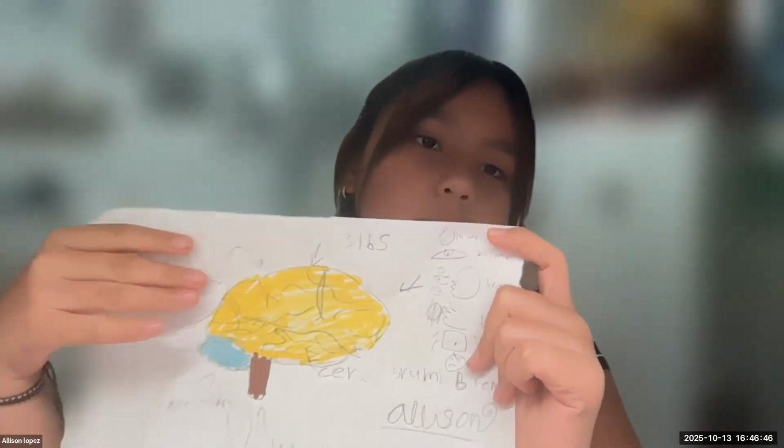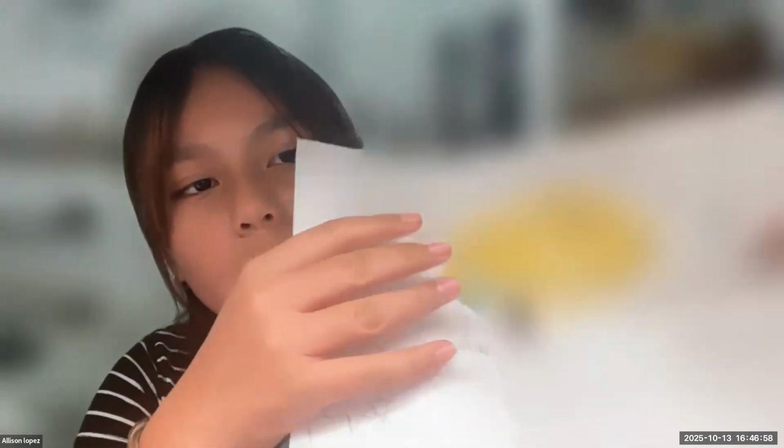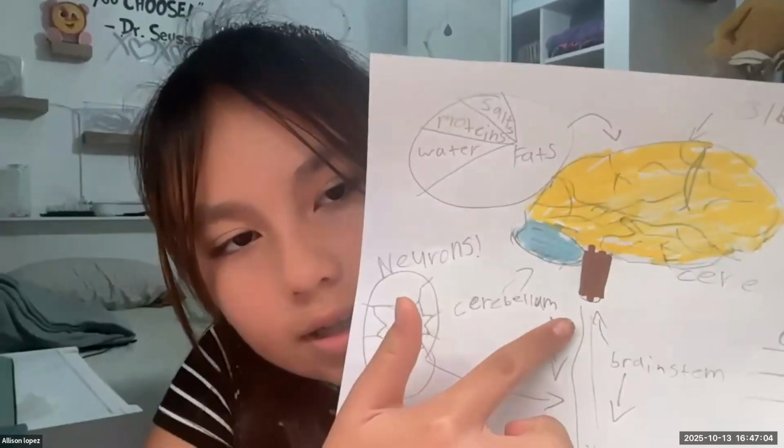I drew the brain, coloring it with different colors for the three main parts. The yellow part is the cerebrum. And then the blue part right here is the cerebellum, and the brown part is the brainstem. The brain is divided into three main parts. The brain is an organ that controls memory, vision, breathing, touch, hunger, emotion, and temperature. All of that is the central nervous system, which is called the CNS.